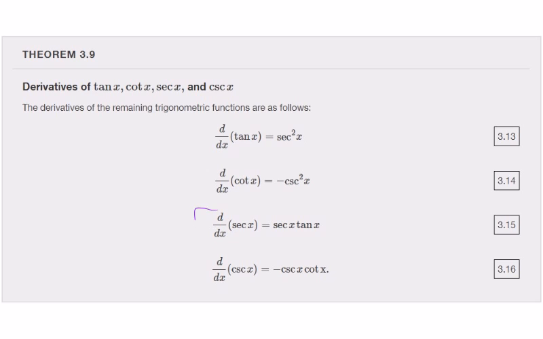Actually, you probably have already done these two by this point. Those are part of the assignment for the last lesson, so you'll actually derive those.